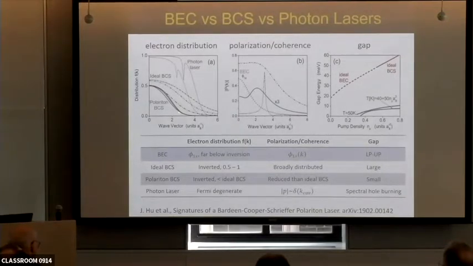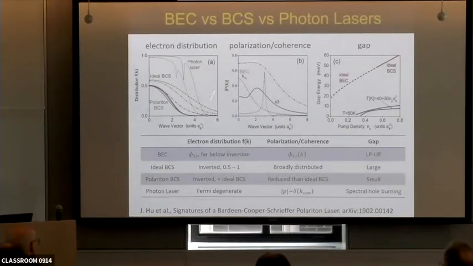This is the solid line of the Polariton BCS states. This dash-dotted line is a comparison with the ideal BCS in the thermal equilibrium limit without dissipation. The solid line considers a non-equilibrium system as well as dissipation, as well as temperature effect. So in terms of distribution, you could see that both are above the inversion, but the Polariton BCS has a lower occupation compared to the ideal BCS. Well, the photon laser has a very strong Fermi degeneracy and spectral hole burning.